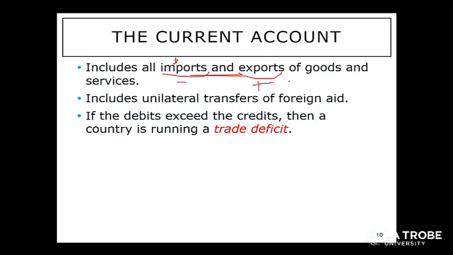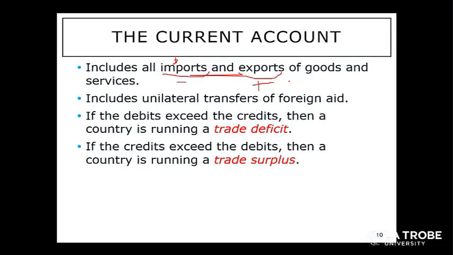So anytime a country imports more than it exports, this is when they have a trade deficit. When they pay more than they receive, they are a net consumer, and therefore they would have a trade deficit. And vice versa, if they export more, then they have a trade surplus.